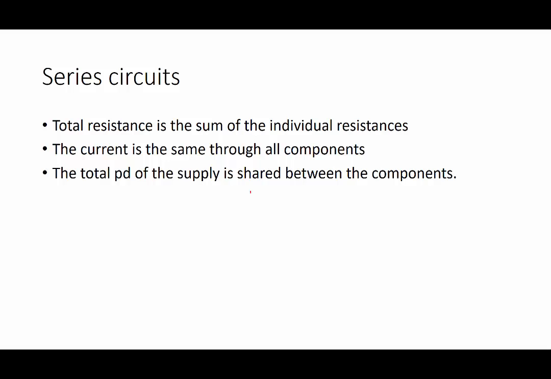First type of circuit you need to look at is series circuits. Nice and easy. If you've got more than one resistor, then the total resistance is equal to the sum of the individual resistances. You just add them up. The current is the same through all the components. That's because the current can only go one way round, but the potential difference, or the energy, is shared between the two components, or however many components there are.